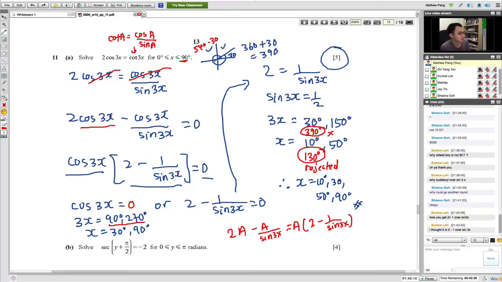What are you saying? I don't get you. How do you get 2 equals to? It's not equal, this is minus. This is 2 minus 1 over sine 3x. However, we have factorized already. We can say this one equals to 0 and this one equals to 0, isn't it? We can say cos 3x equals to 0 or 2 minus 1 over sine 3x equals to 0, correct or not?